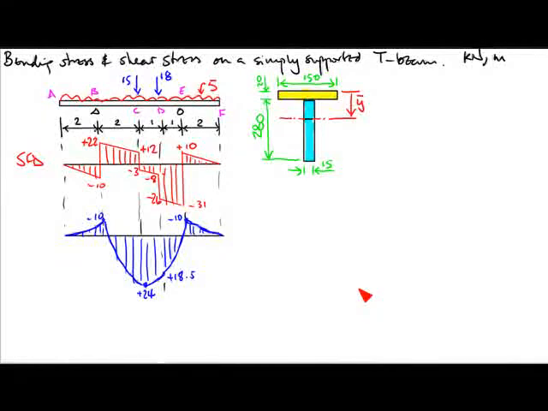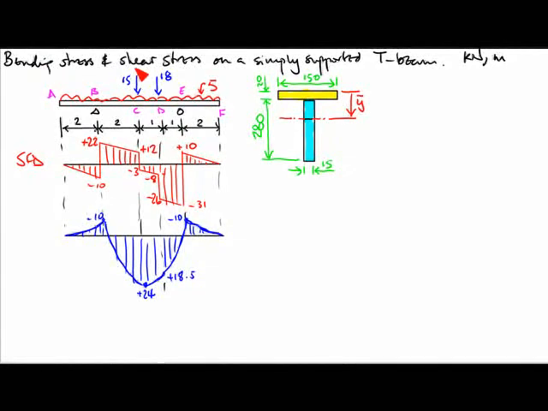In this example, we're going to be looking at the stresses in the beam due to the bending and shearing. So we'll have a look at a simply supported beam as shown here. This beam will have a T section, and to begin with we'll need to be able to get the shear force and the bending moment diagram as shown there.